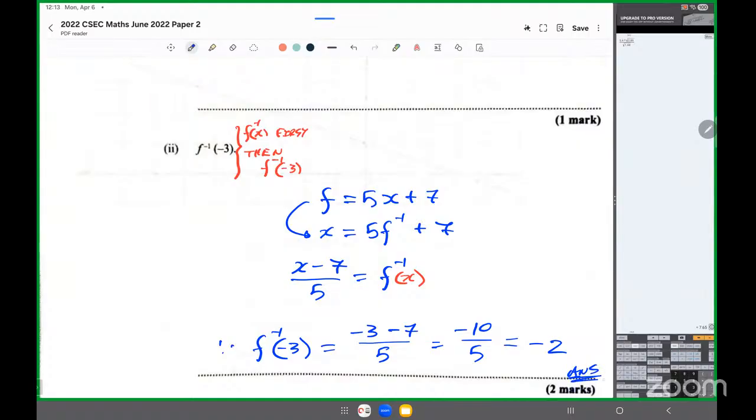So here, when we inverse the function, we can change the domain and the range, just like that. Okay? Good? All right, next question.